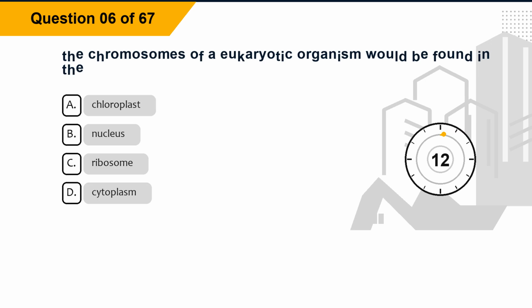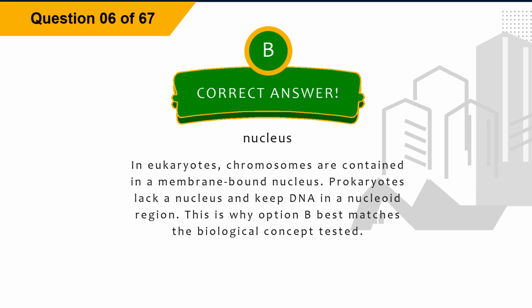Question 6. The chromosomes of a eukaryotic organism would be found in the Option A. Chloroplast. Option B. Nucleus. Option C. Ribosome. Option D. Cytoplasm. The correct answer is option B.